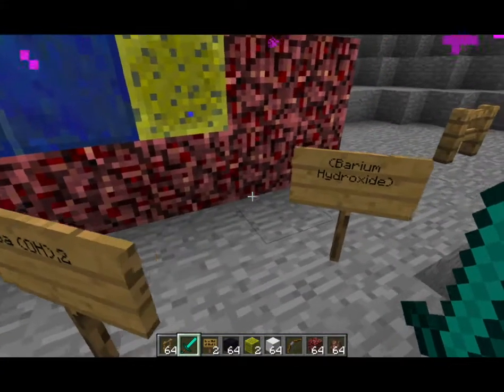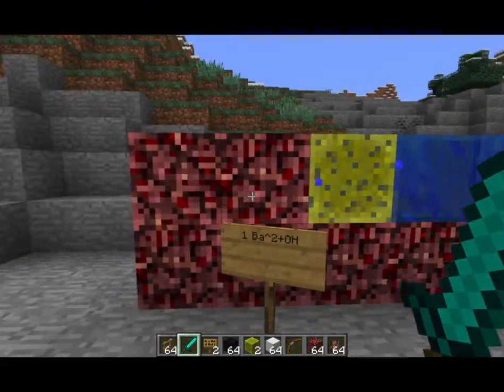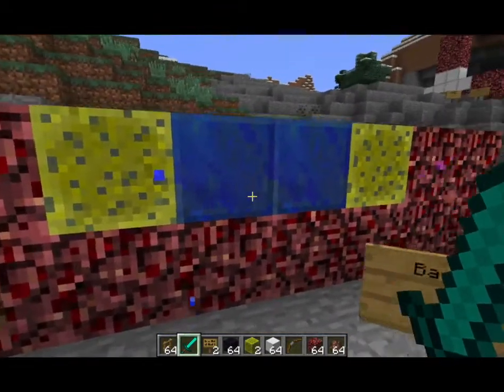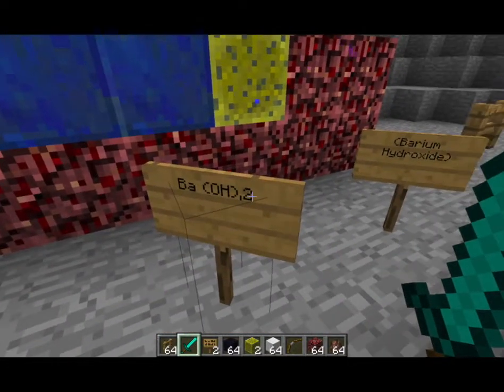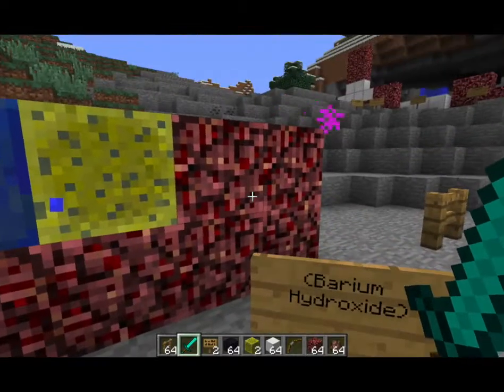To write down the formula, you need to write Ba(OH)2, and the OH has to be in parentheses with the 2 after it. It needs parentheses because there's more than 1. This is a special rule for polyatomic ions.